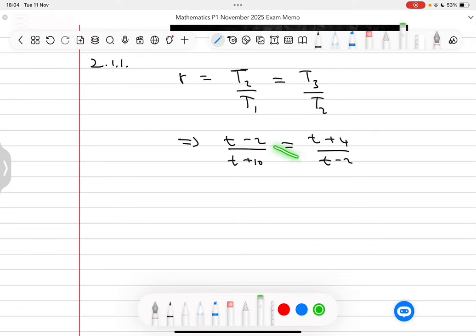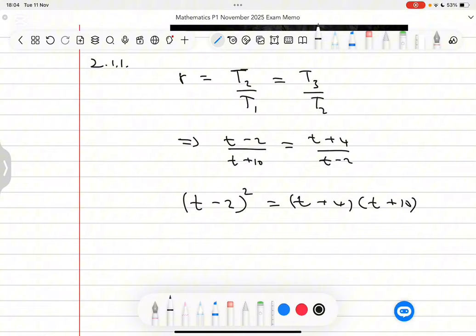Now, to solve this, we're going to use the method of cross multiplying. I'm going to cross multiply these 2 so that I have (t minus 2) whole squared. Remember, these are 2 terms that are exactly the same, so this will give me a perfect square, a binomial that's a perfect square. Then I'm also going to cross multiply these 2, and for that I'm going to have (t plus 4) times (t plus 10).